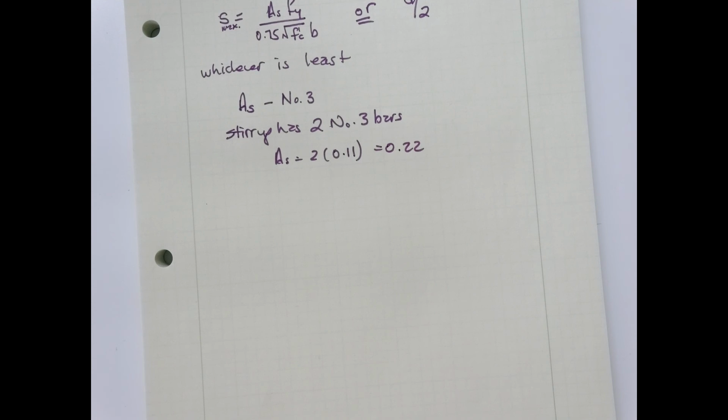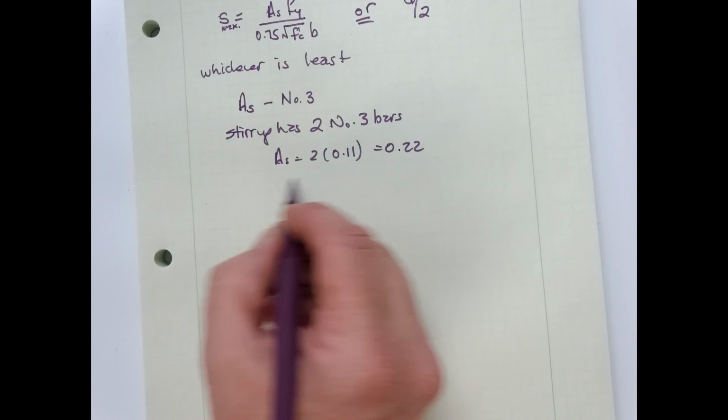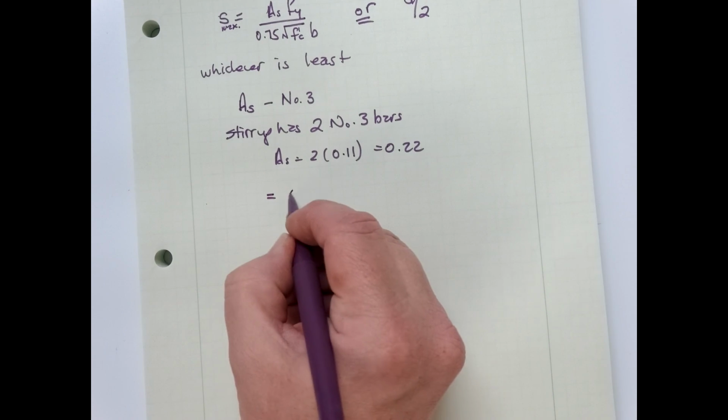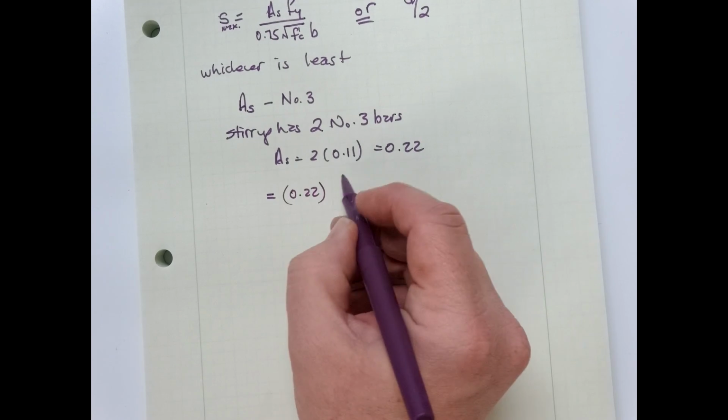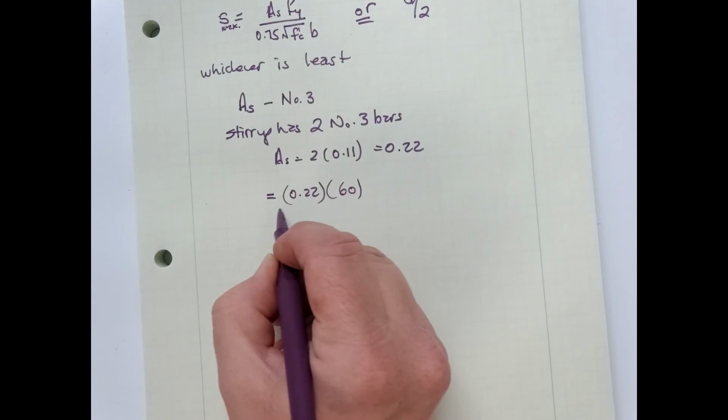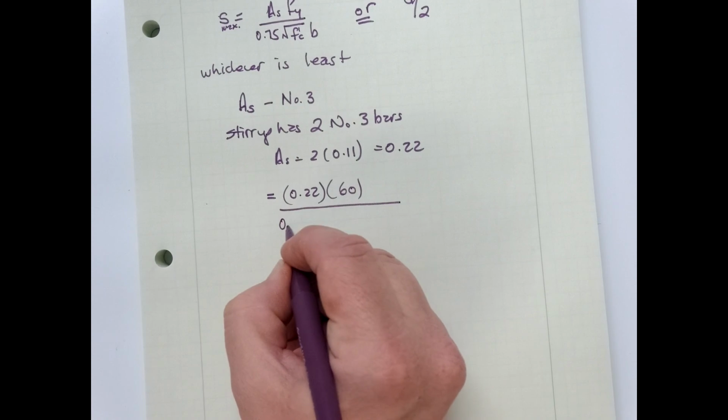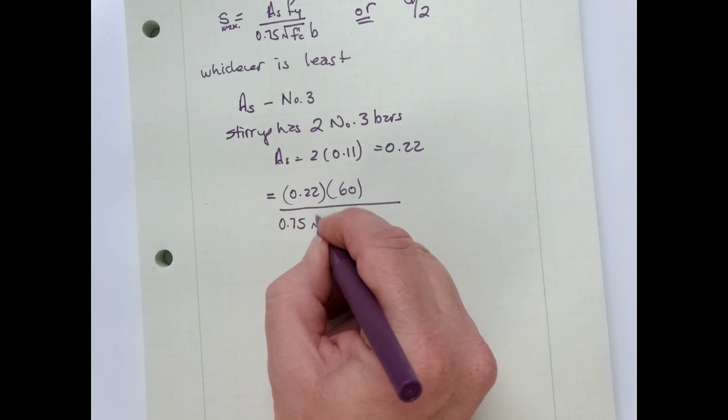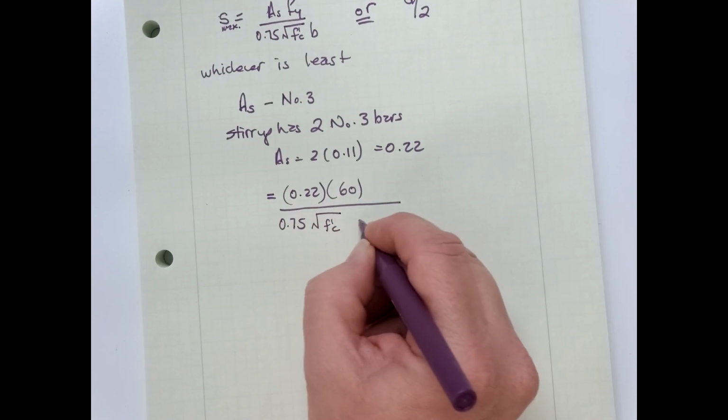We could even, if that's not enough, always run one of these things in. This is a single leg stirrup. So single leg stirrup if we needed 3, but we'll see. I think we'll be okay with 2. So if we plug this into our formula, we get 0.22 square inches multiplied by 60 KSI divided by 0.75 root F prime C B.